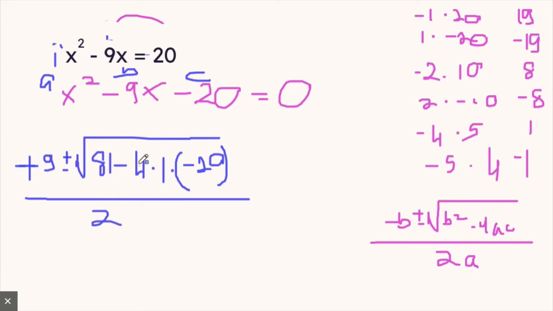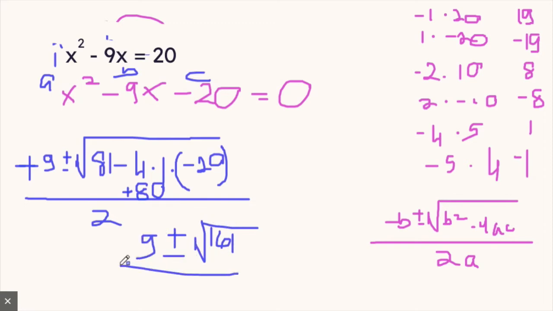All right, 4 times 1 is going to give us 4. Negative 4 times negative 20 is going to give us plus 80. Now 81 plus 80 is going to be 161 inside of the square root. So now we can rewrite this as 9 plus minus square root of 161 divided by 2. And if you don't have a calculator and cannot solve it, this would be your answer.